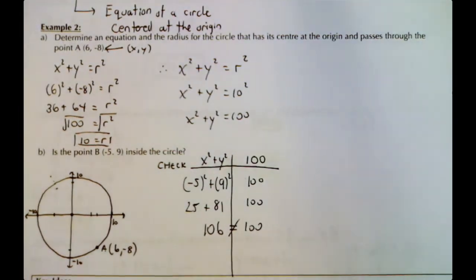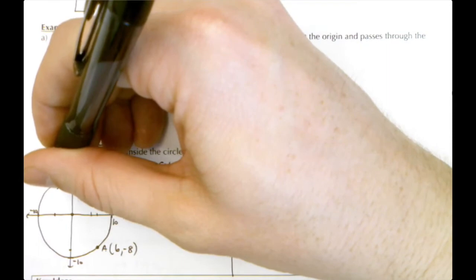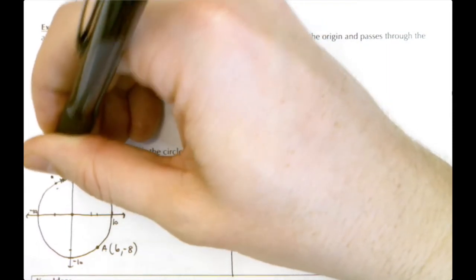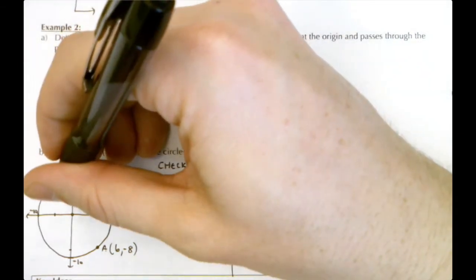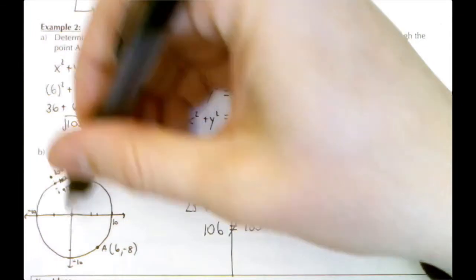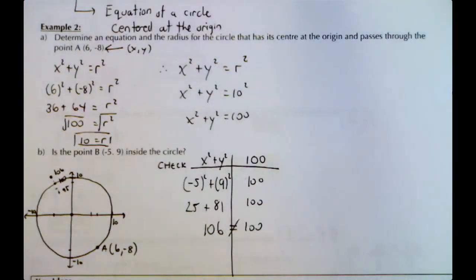In fact, this is bigger, which means instead of being on the circle at 100, it's actually outside the circle at 106. Anything less would be smaller, like 95. It's just showing you how far away it is from the center. Since they're not equal, it means it's not on the circle, it's actually outside.